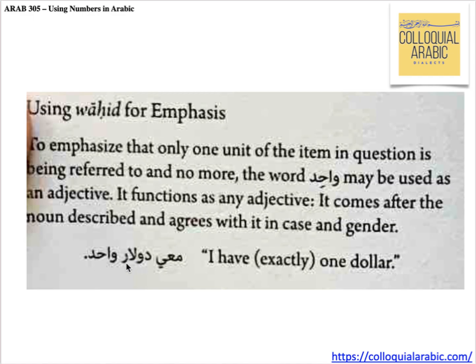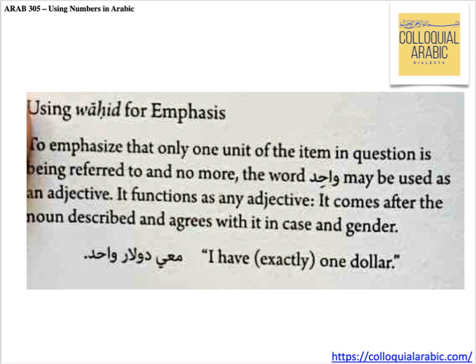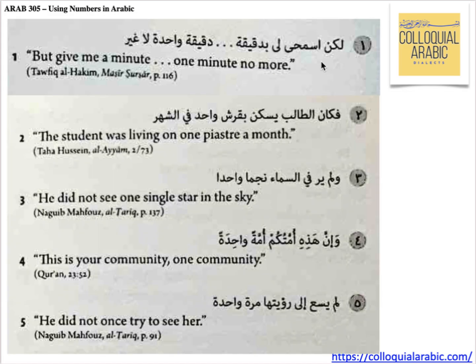I have $1, exactly $1. So it's only a dollar, the only dollar, the $1 only. So that's why the wahid comes after the noun being described. The noun being described is dollar here. So Maya, with me, I have. Some more examples of the use of wahid are number one for emphasis.